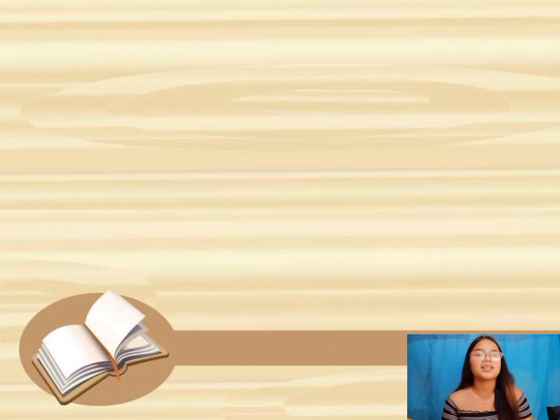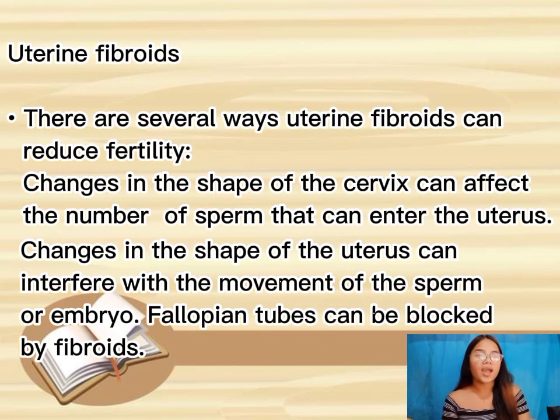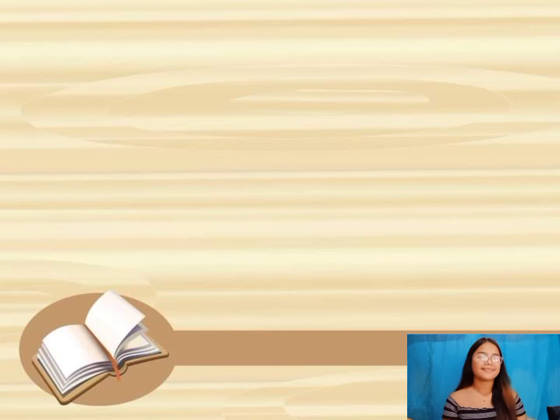Second, uterine fibroids. There are several ways uterine fibroids can reduce fertility. Changes in the shape of the cervix can affect the number of sperm that can enter the uterus. Changes in the shape of the uterus can interfere with the movement of the sperm or embryo. Fallopian tubes can be blocked by fibroids.